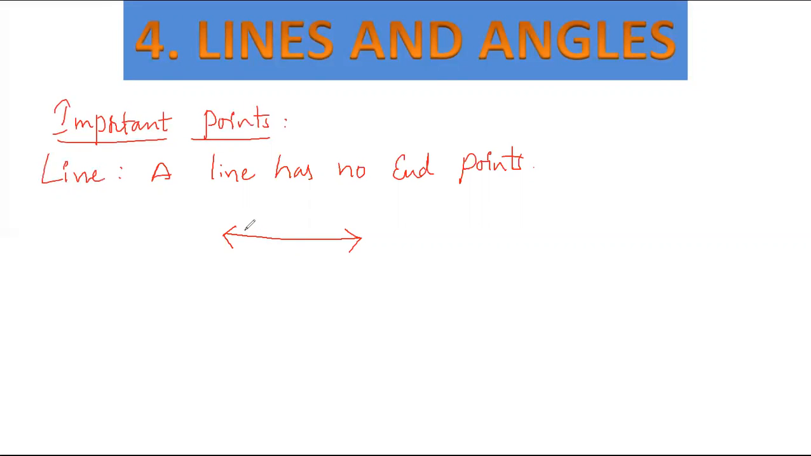Let us take 2 points. One is P, one is Q. So this can be written like this. Name of the line is PQ with a symbol on its head. We read it as line PQ. This is the first basic definition.